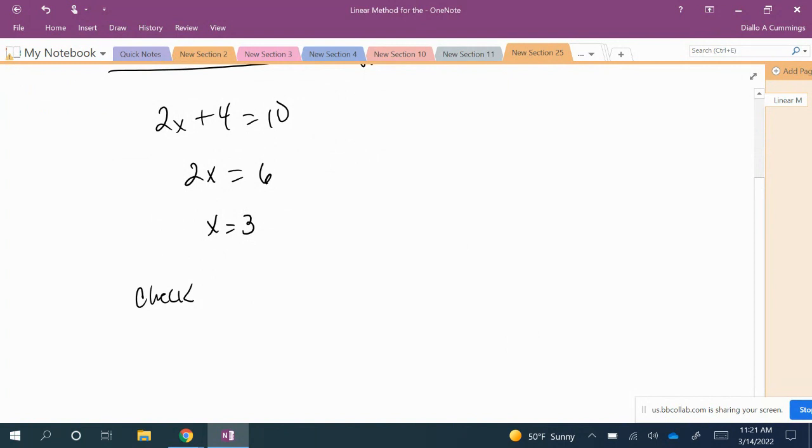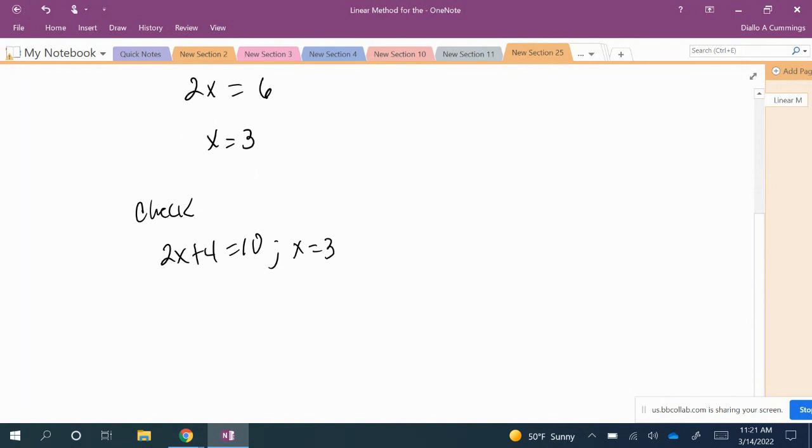my solution. I can go back to my original equation. Okay, so you always go back to your original equation. And I'm going to substitute x for 3. And if x equal to 3 is a solution, it would make both sides equal. All right, so we know that once we substitute in x for 3, we have that both sides are equal.